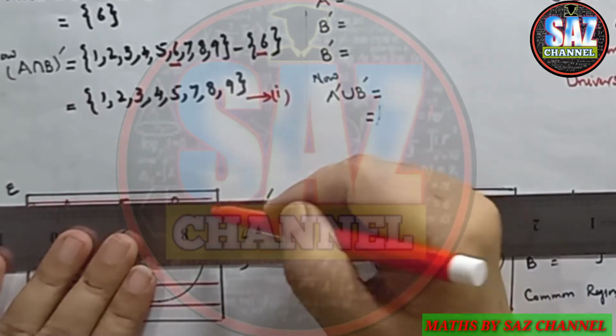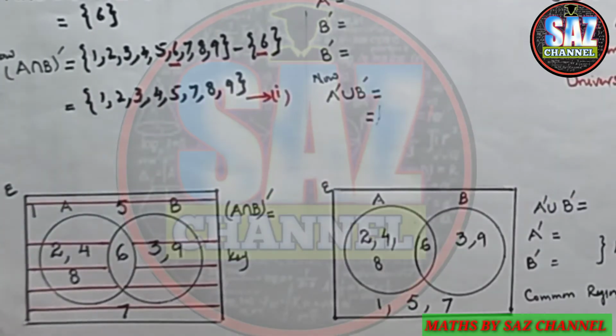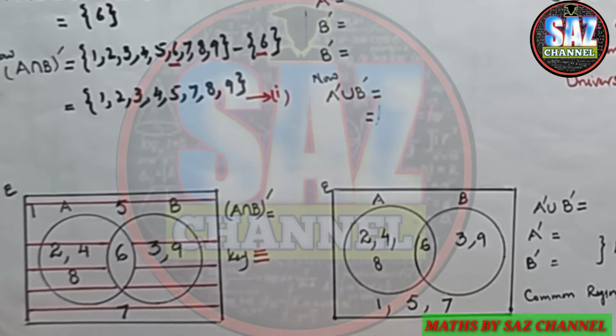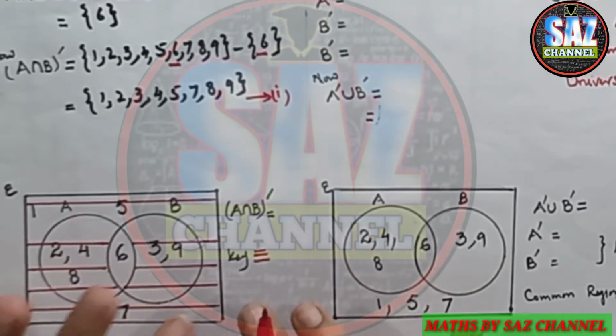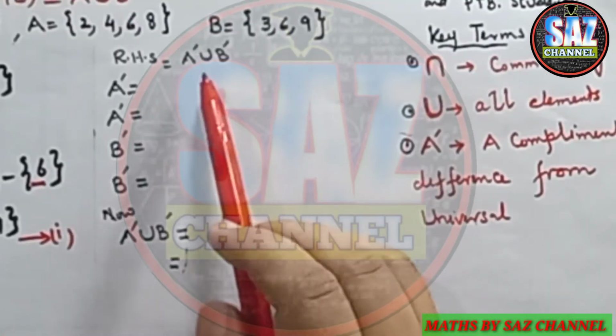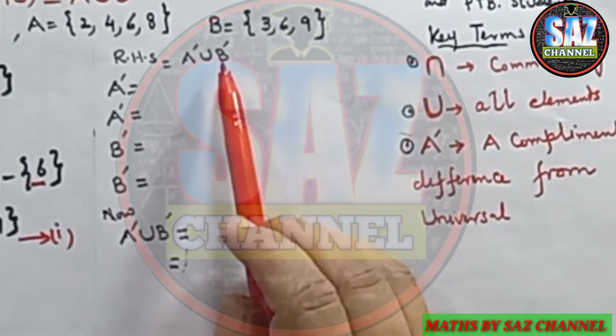So you can see that I'm representing the same answer with the help of the Venn diagram as well, and we can make the key for the examiner as well: for A intersection B whole complement, we are drawing these horizontal lines. Let's move to the right hand side of the equation, that says A complement union B complement.